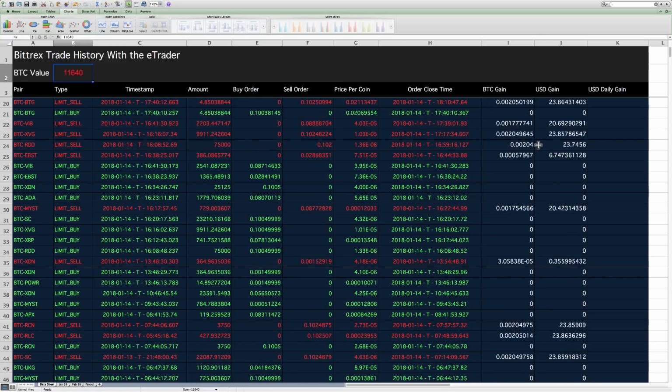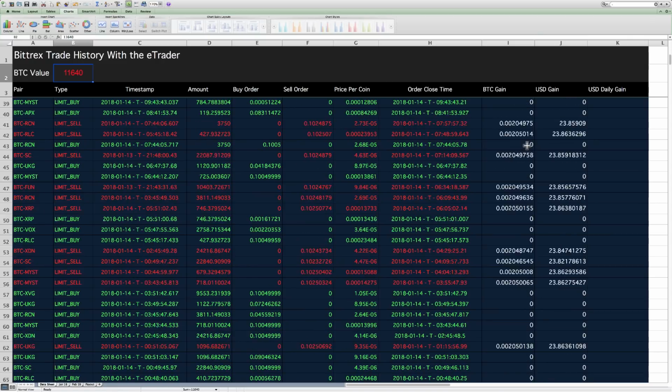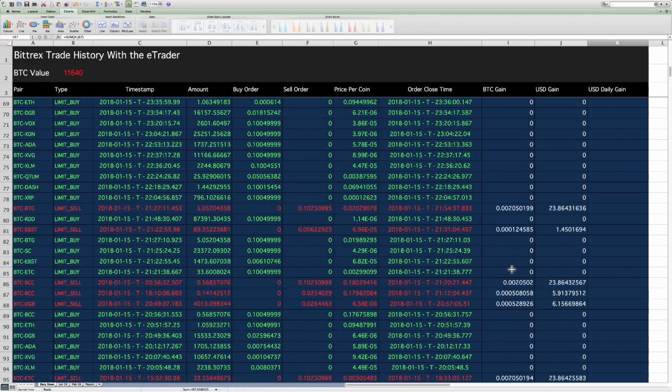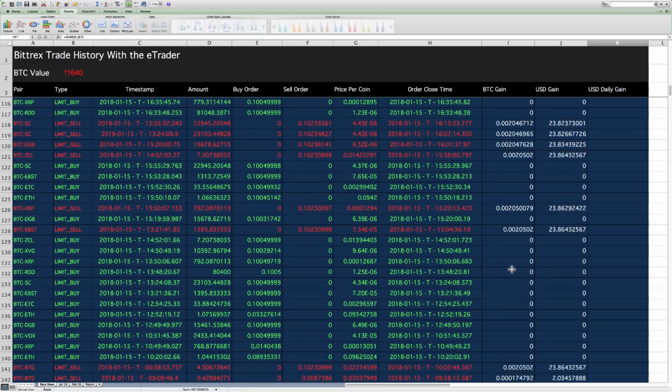So we started running it on the 12th. However, I think there was one sell order, and then on the 13th, there were buy orders, but no sell orders. I know that they were still adjusting the software at that time. Then here on the 14th, it was a pretty long day, and you'll see there was a profit of 500 US dollars. Then we move into the 15th, and we see again lots of trading was taking place.